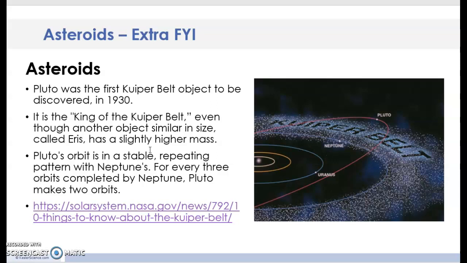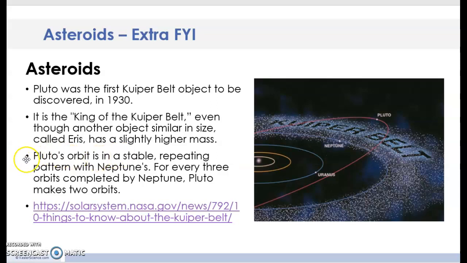It was discovered in 1930, and its orbit is a repeating stable orbit. The reason they don't classify it as a planet anymore is because it doesn't stay outside of Neptune's orbit. It actually crosses into Neptune's orbit at certain times. So what happens is, although it crosses into that orbit, it gets closer to Uranus than it does Neptune.